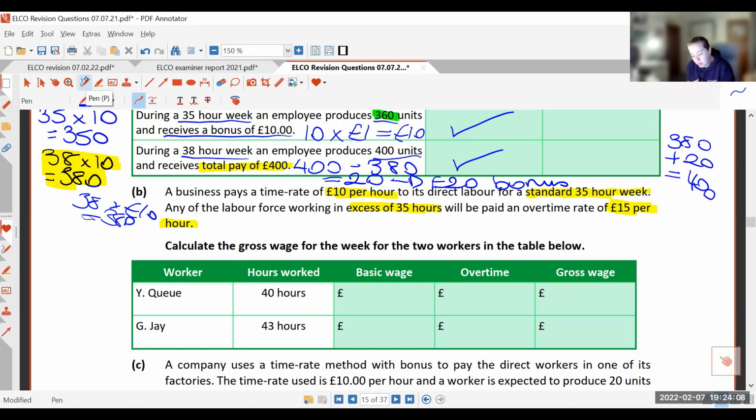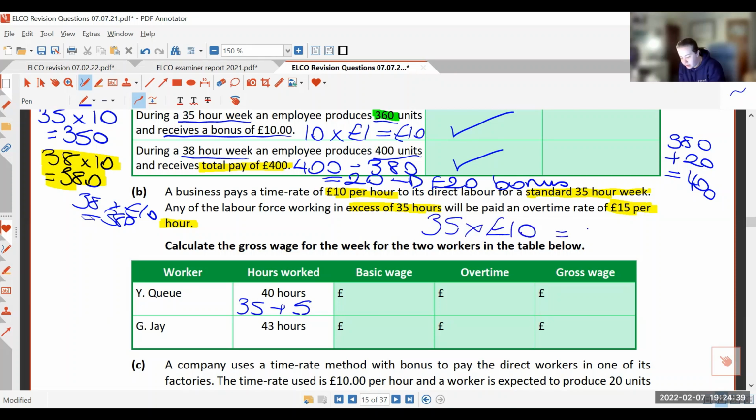So, for example, if we look at this first one, YQ, they've worked 40 hours in total. What that means is we've got 35 standard plus 5 of overtime. So we've got 35 hours at basic wage and 5 hours at overtime wage. We can do a quick and easy calculation at the top here to get the basic wage for all workers. It's 35 hours a week times £10.